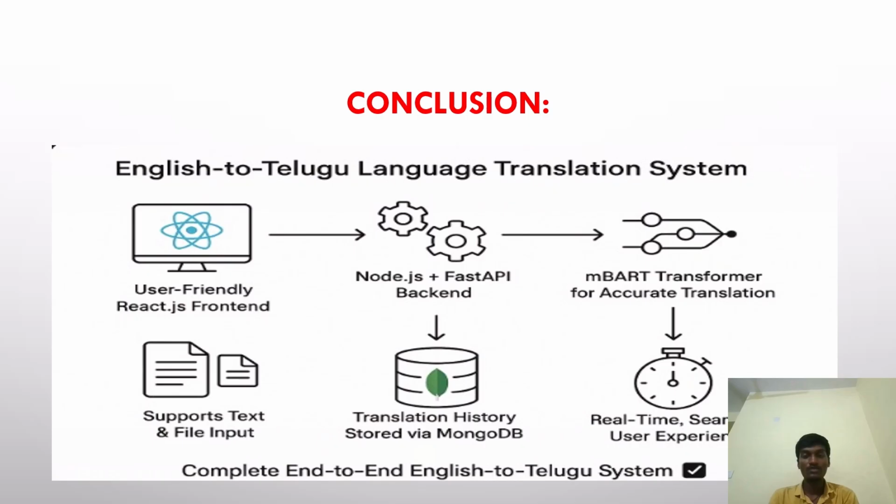Coming to the overall conclusion, our project successfully demonstrated a complete English to Telugu translation system. We implemented a user-friendly React.js front end, a robust Node.js plus FastAPI backend, and integrated a powerful mBART transformer model for accurate translations. The system supports both text and file-based input, maintains a translation history using MongoDB, and ensures a smooth and real-time user experience.